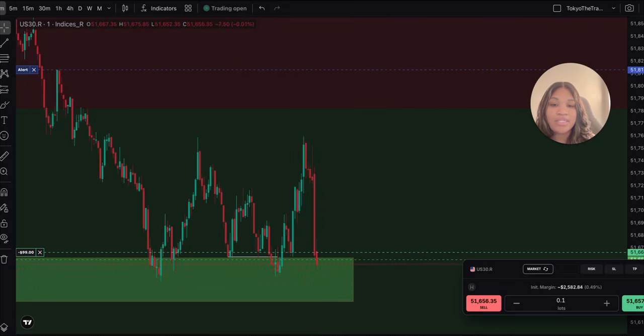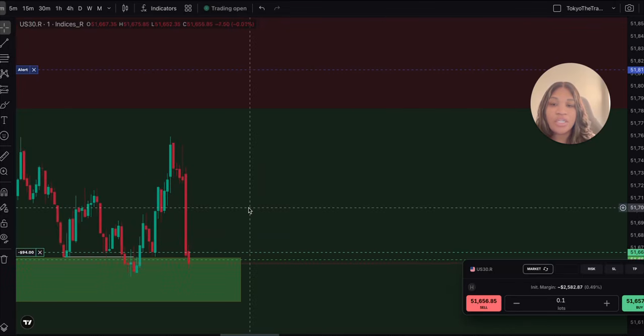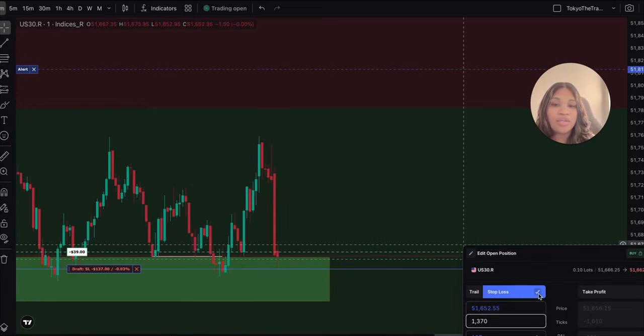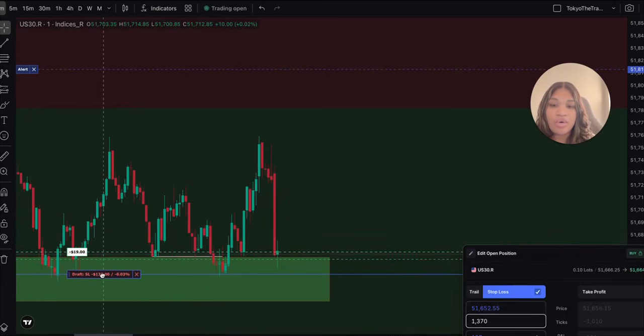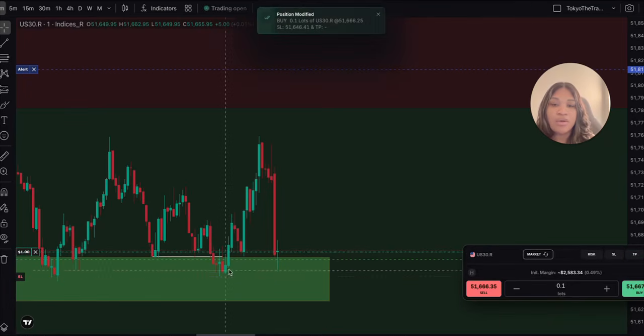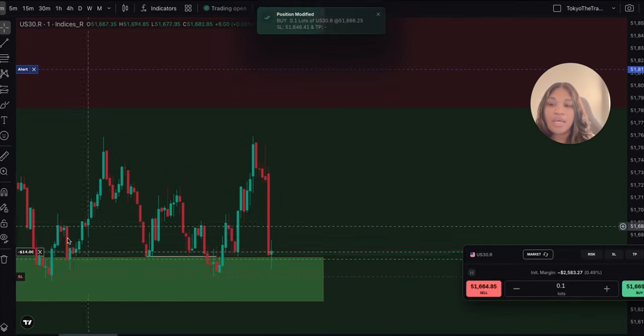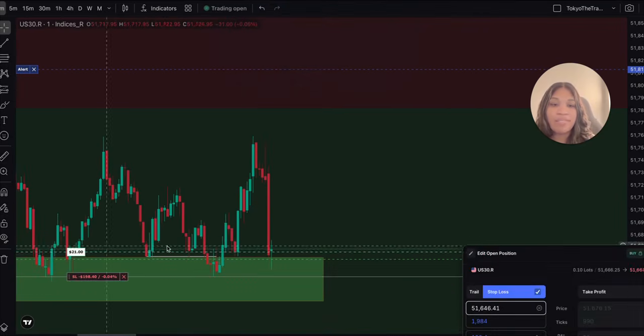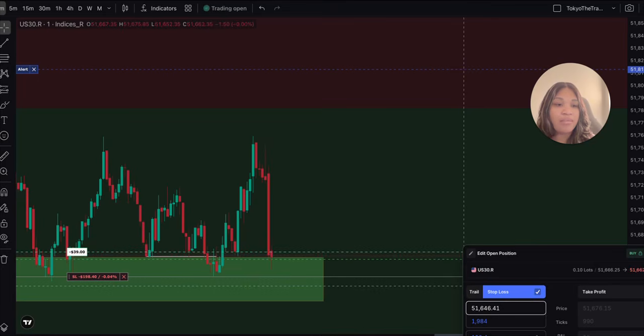I'm expecting price to kind of fluctuate just a little bit. The most important part of this is that you set your stop loss. So I'm going to set the stop loss right here beneath the lows to the left. And I am going to set a take profit. My take profit is going to be that premium area.